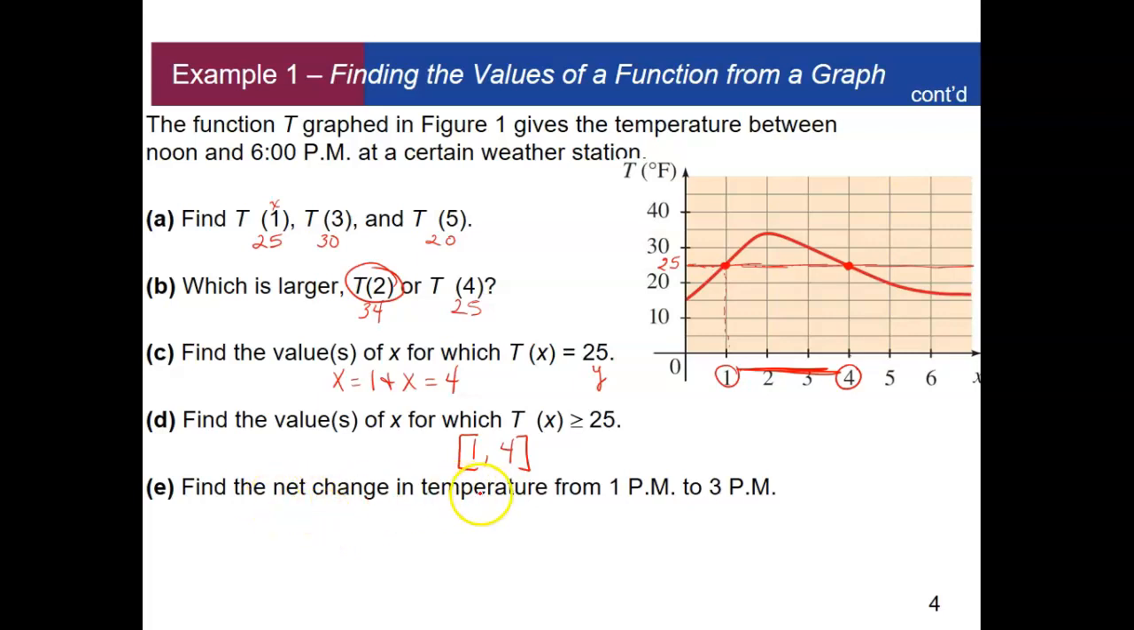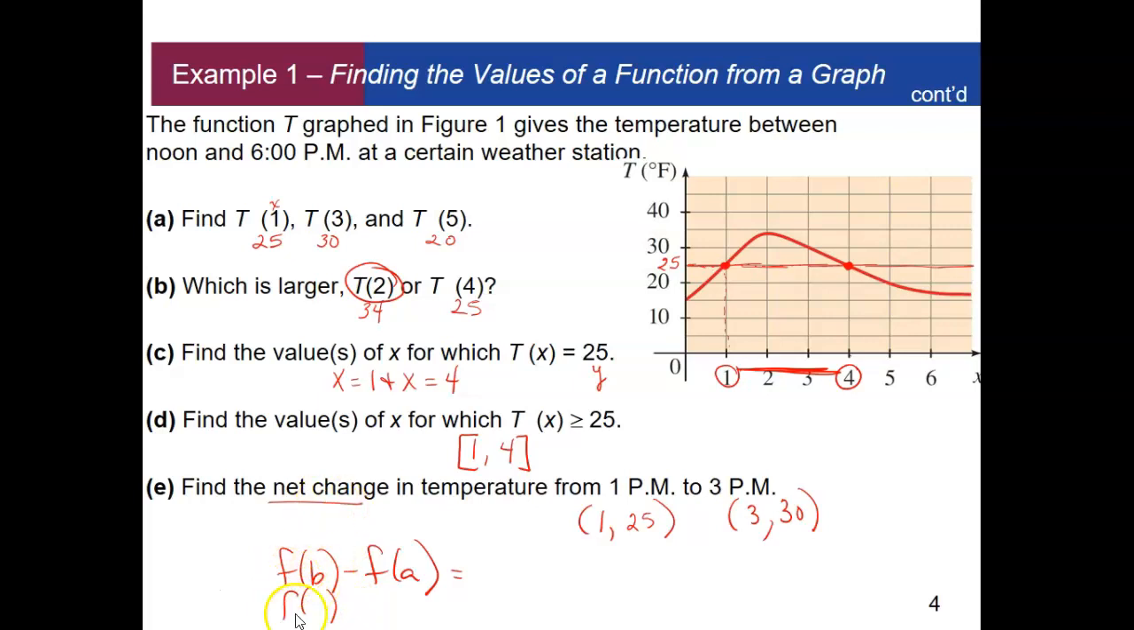Okay, and finally, find the net change in temperature from 1 p.m. to 3 p.m. At 1 p.m. we already said it was 25 degrees, so that's going to give us the ordered pair (1, 25). And at 3 p.m. we've said that that is 30 degrees. If you remember, net change is f of b minus f of a. So that's going to be f of b, so f of 3.